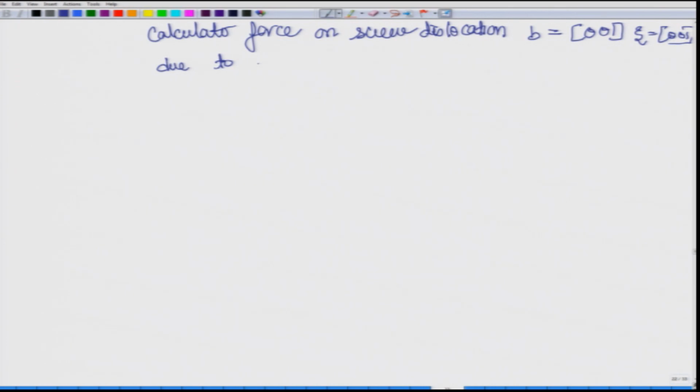Due to another screw dislocation. So, this is a completely new thing. Now we are trying to calculate the force on a screw dislocation because of a screw dislocation. So, see what all we have done.